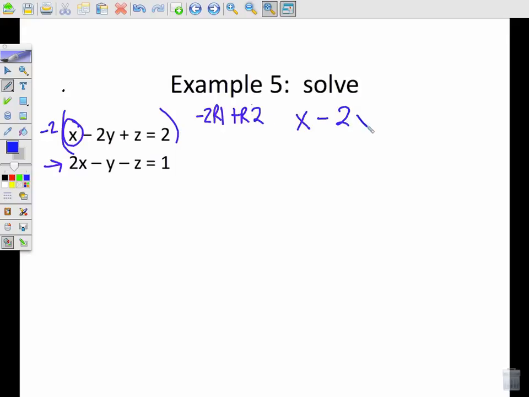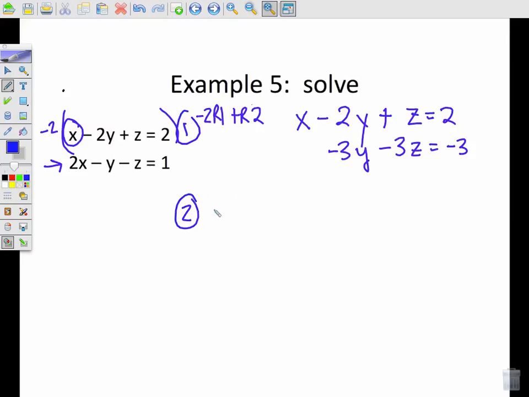My first equation doesn't change. My second equation becomes 0x, and I've got 4y plus negative y is minus 3y. I've got minus 3z after multiplying and adding. It's negative 2z plus negative 1z, and then negative 4 plus 1 is negative 3. Okay, what happens is I get down to this equation here, and I can go ahead and reduce this equation. So that was my first step.